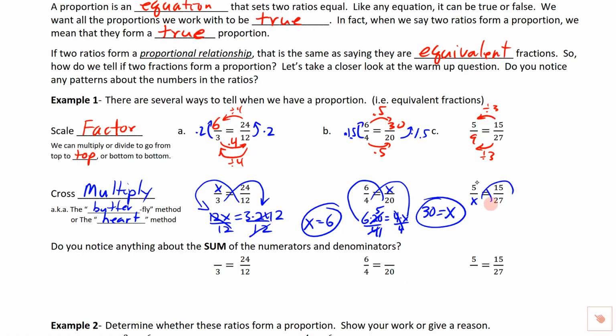We're going to multiply here and we're going to multiply here, so I end up with a 5 times 27 on this side, and then on the other side I end up with a 15 times x.